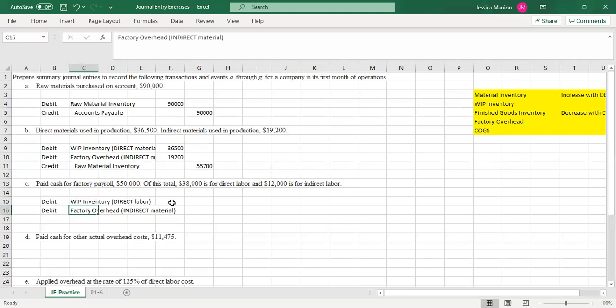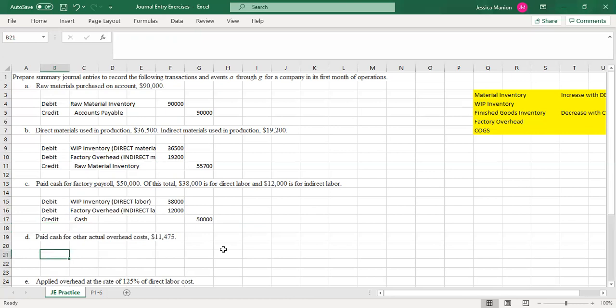And so we've got direct labor, 38,000 is for direct labor. We're going to debit factory overhead for the indirect labor amount. Indirect labor is 12,000. And then in this case, it's telling us cash. So we're crediting cash, 50,000, is what that one would look like.